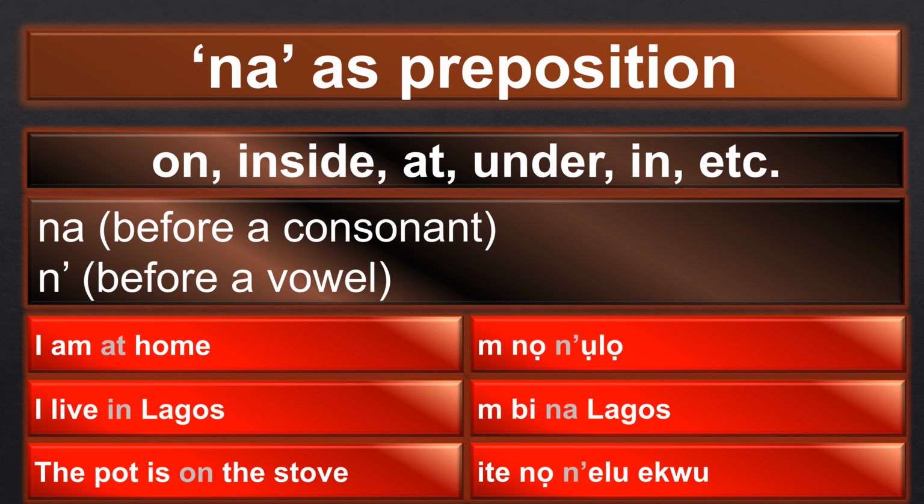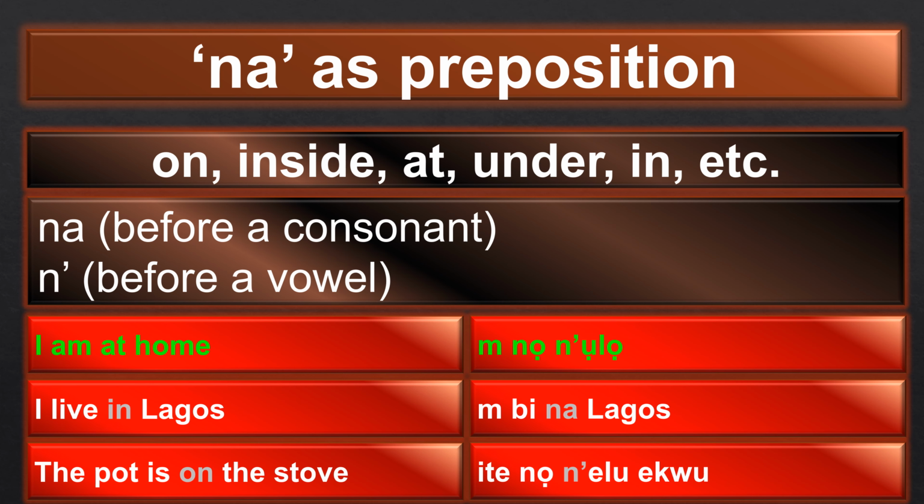Na as preposition. When used as preposition, na could mean on, inside, at, under, in, and the rest. In written form, when na precedes a consonant, it is written in full. So it is written NA when na comes before a consonant. When na comes before a vowel, it is written N apostrophe.